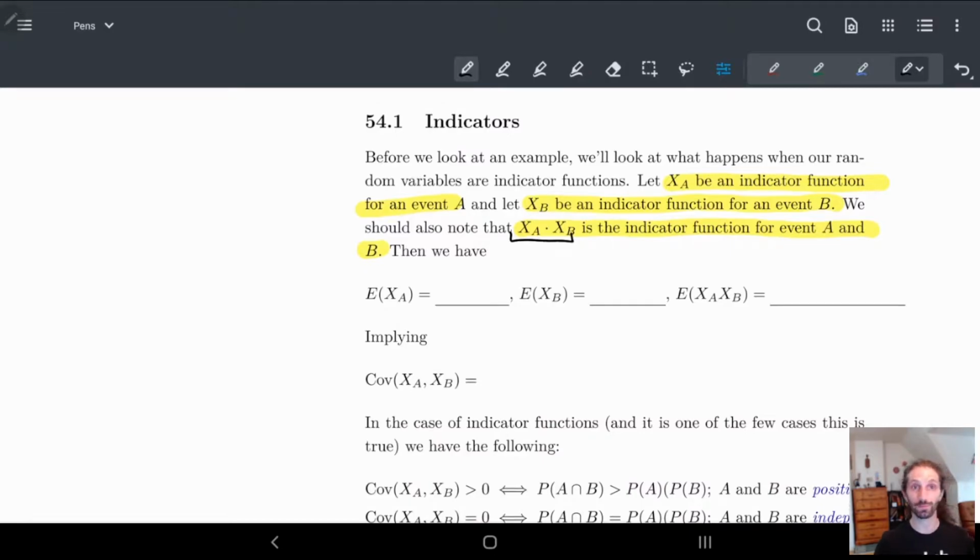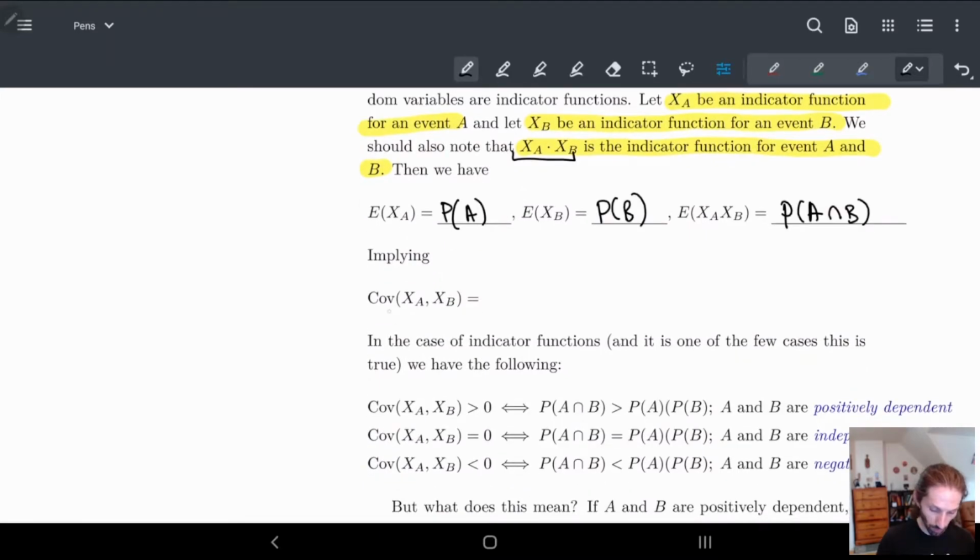Now the thing we learned is that the expected value of an indicator function is just the probability that this event happens. So in other words, the expected value of xa is just the probability that A happens. The expected value of xb is the probability that B happens. And this final one, the expected value of xa xb, is the probability that A and B happens.